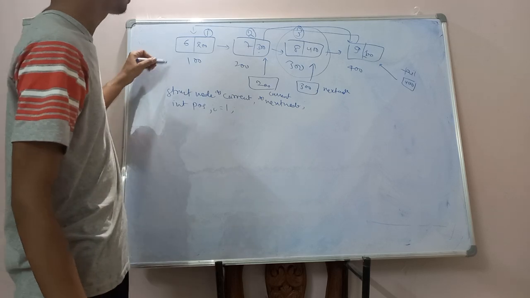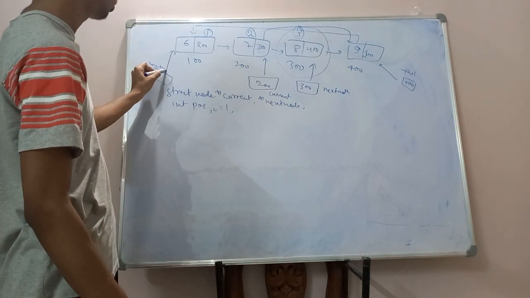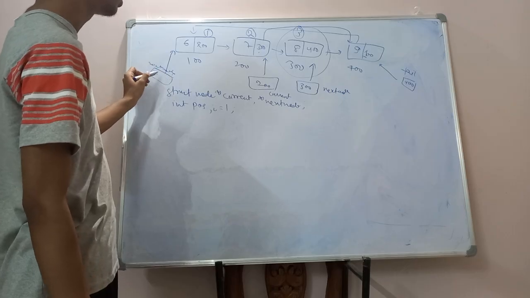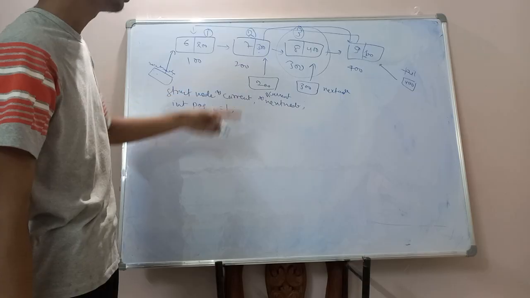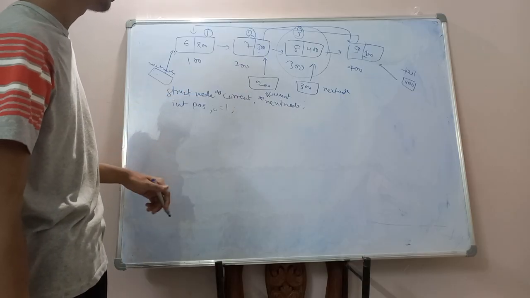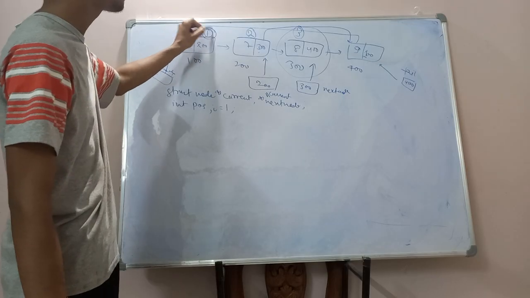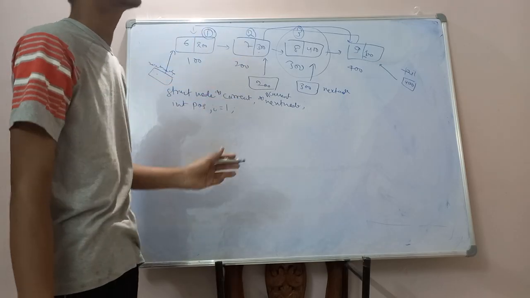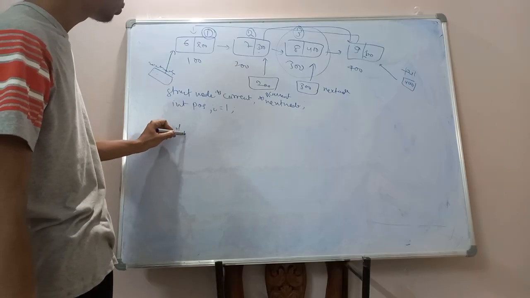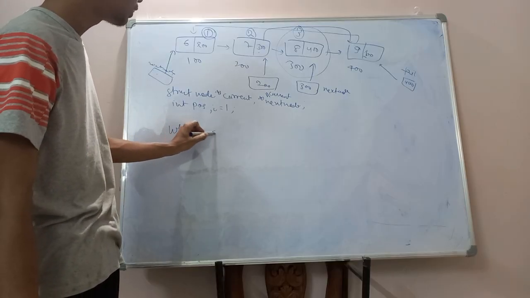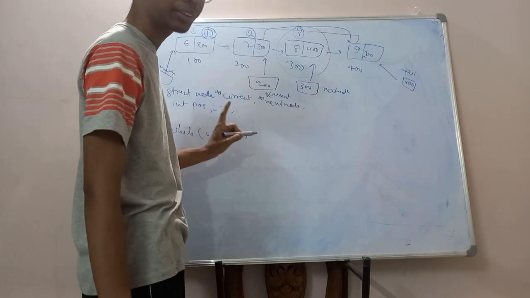So I will make my next node point here, and the moment my current reaches here, I will stop my loop, right? And this will happen in my previous iteration. Suppose in the first iteration my current reaches here and this is what I want, so I will stop my loop. So my loop will go while i is less than position minus 1, right?